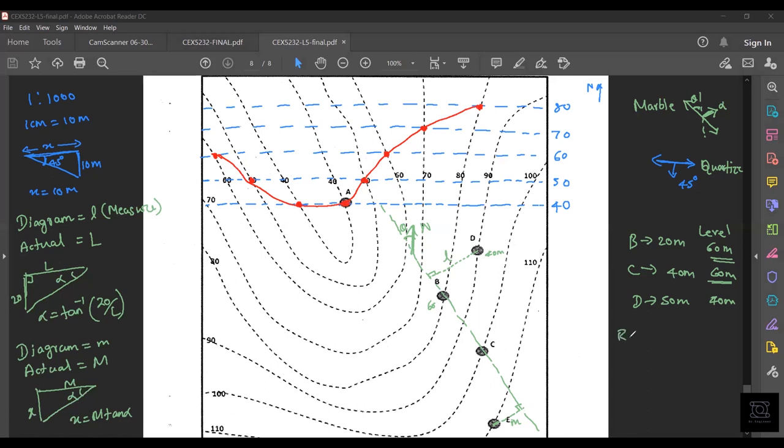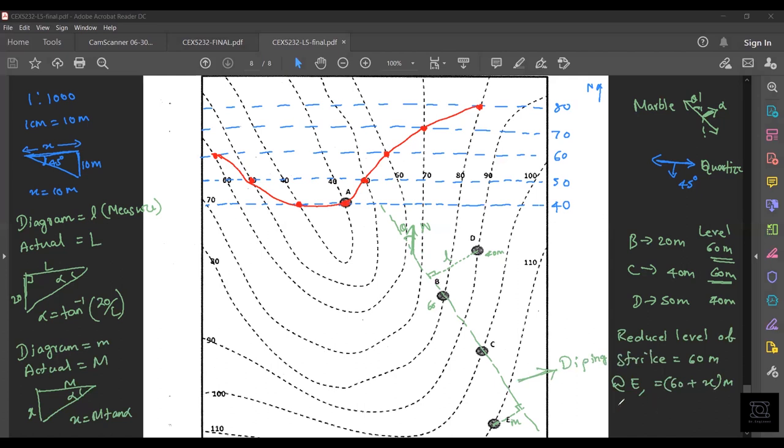So the reduced level of the strike, you know it is 60. So at E, what would be the level? 60 plus x. This is the level where you would encounter the bedrock, because in this direction it is dipping. That means in the other direction the height would be much higher. Dipping means from higher height to lower height. So when it comes to the other direction, it would be higher. So it is 60 plus x.